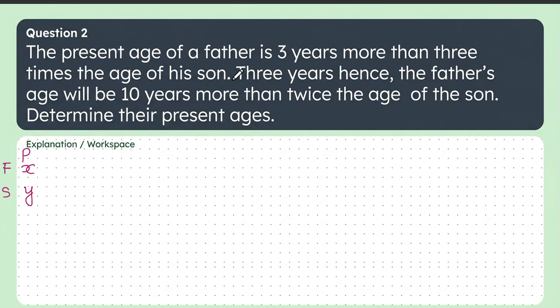After that, what is given? 3 years hence. So 3 years hence means we have to add plus 3. So 3 years hence father's age will be x plus 3 and son's age will be y plus 3. So only these two conditions are given. We have to make the equation now.